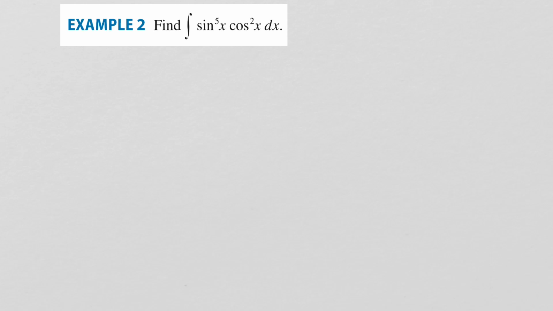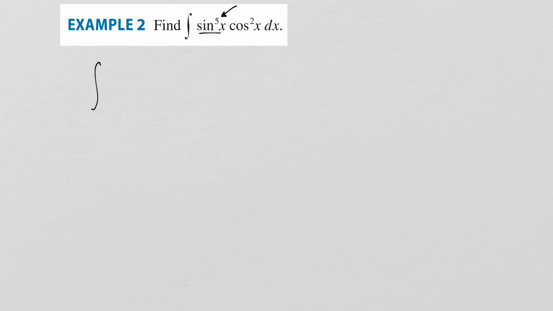Let's try a slightly more complicated example. Here we have the integral of sine to the fifth power of x times cosine squared of x dx. Now notice that the power of cosine is not odd. So the strategy that we used in the last problem is not going to work here. However, the power of sine is odd. So what if we tried the same strategy that we used for the last problem? Let's try it out and see what happens.